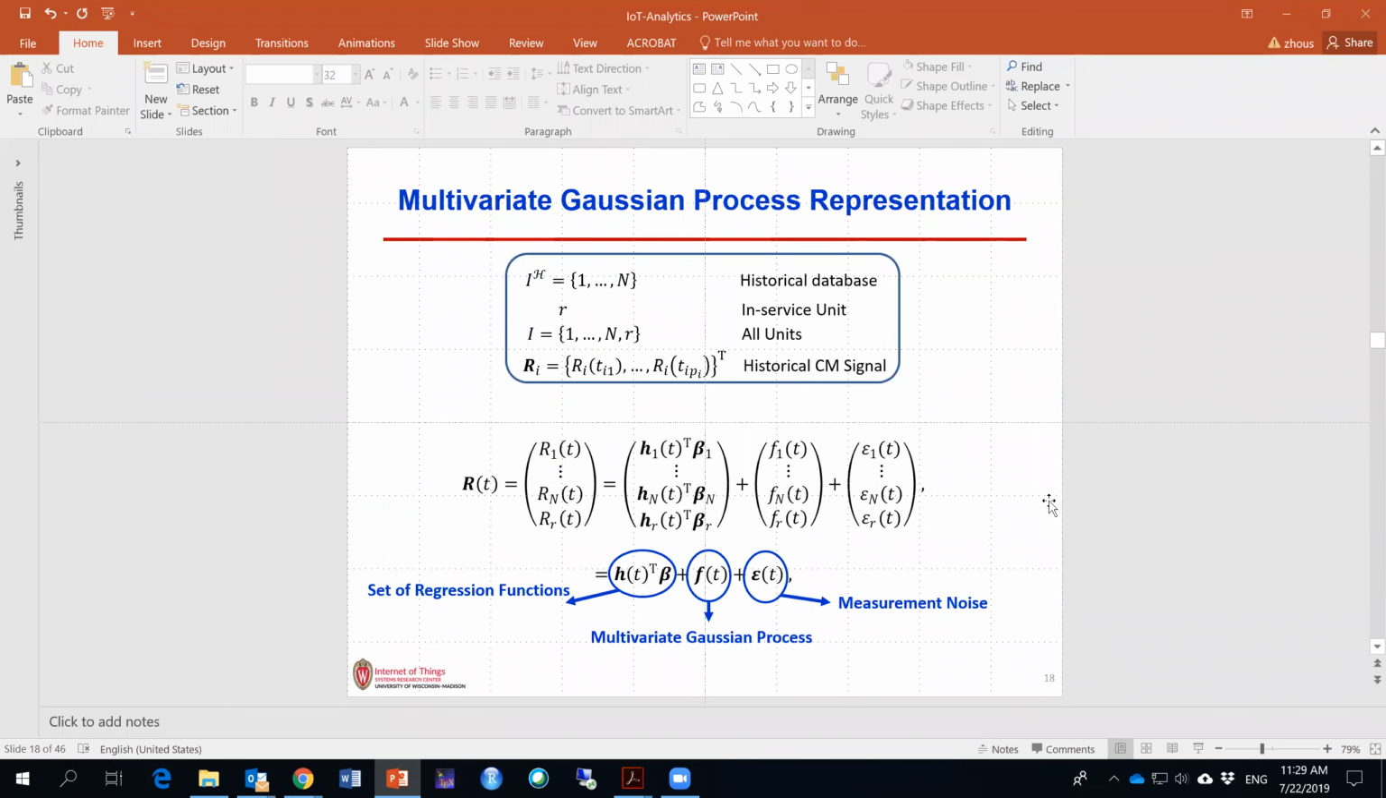So the key setup of the model is a multivariate Gaussian process model structure. Assume we have historical degradation signals R1 to Rn. Those are historical degradation signals, and each degradation signal is described by a fixed regression part. This could be a constant value or could be a quadratic form, etc. And also plus a Gaussian process, F1 through Fn, each one is a Gaussian process, and plus a noise, like a measurement noise, IID noise.